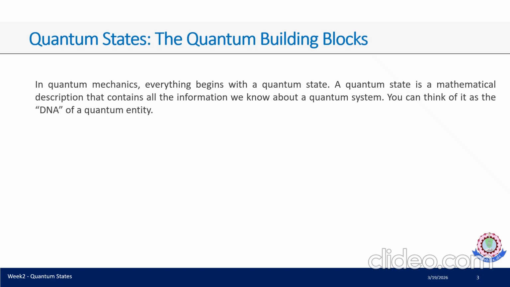In quantum mechanics, everything begins with a quantum state. A quantum state is a mathematical description that contains all the information we know about a quantum system. You can think of it as the DNA of the quantum entity. So, whenever we think about quantum states, the quantum entity is going to play a major role.